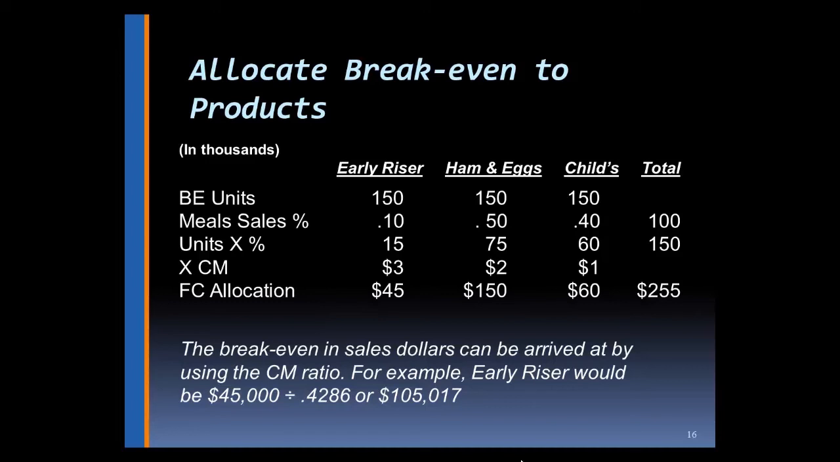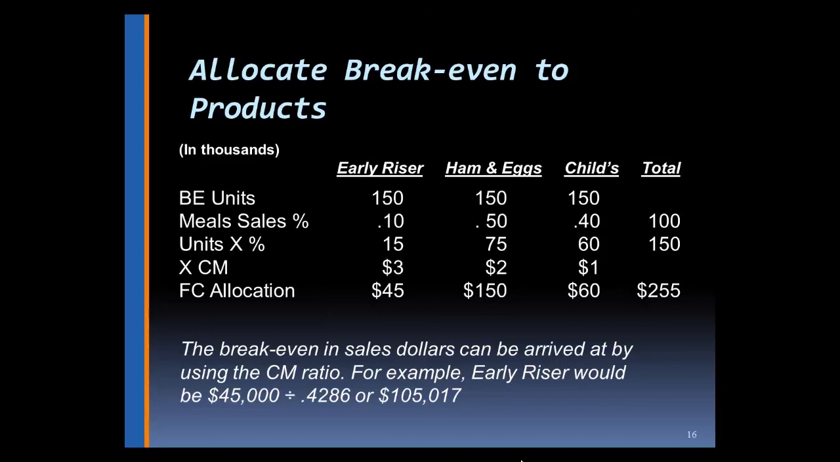Now you can also calculate the break-even in sales by dividing the projected break-even fixed cost by the contribution margin to get the sales. And if you did this, for example, the early riser breaks even at $105,017 in sales. So now you can see that the break-even not only applies to a single type of product, such as a trucking company with miles or airlines with airline miles and so forth, but with companies that have multiple products.